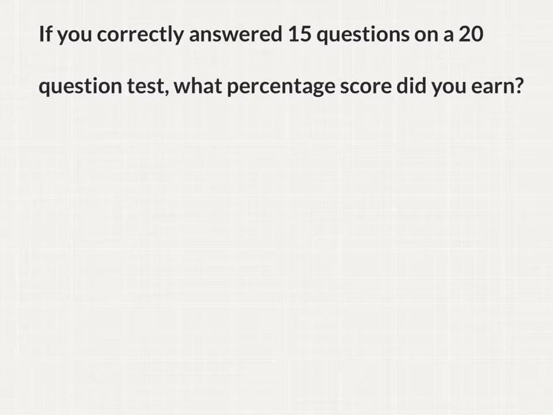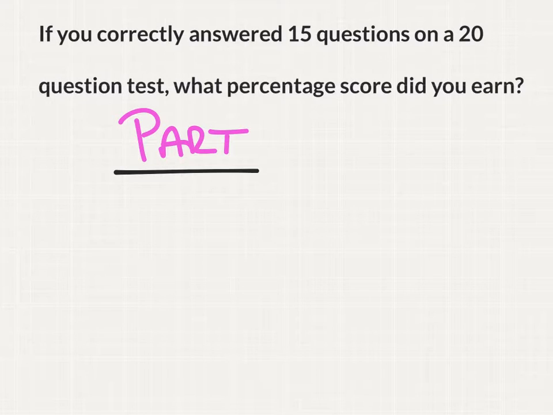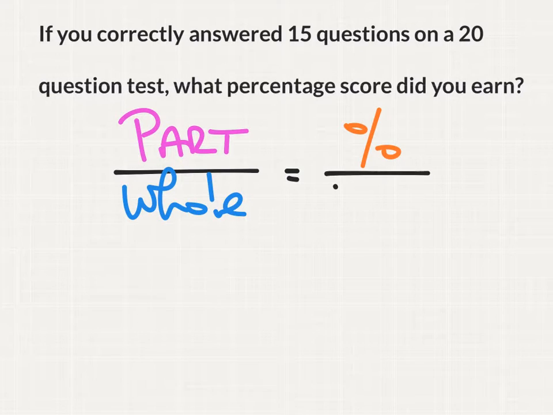One more example. If you correctly answered 15 questions on a 20-question test, what percentage score did you earn? So if I'm looking for a part-whole percent proportion, part over the whole is equal to the percent over 100. I'm now looking for the part, the whole, and the percent.